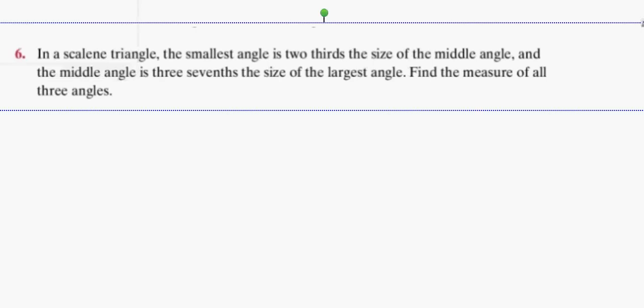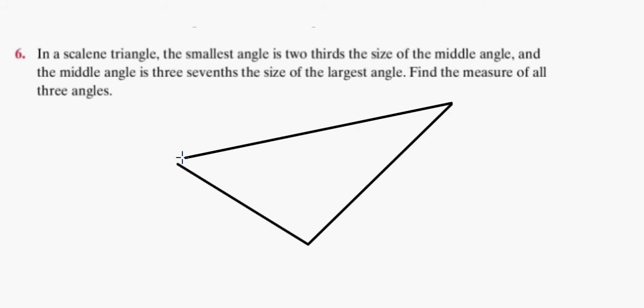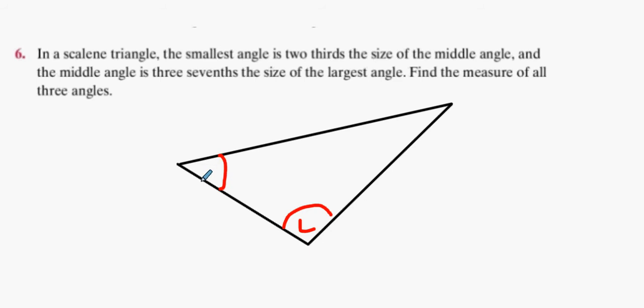Now, in a scalene triangle, the smallest angle is 2/3 the size of the middle angle, and the middle angle is 3/7 the size of the largest angle. Find the measure of all three angles. Alright, so I'm going to draw an obtuse triangle, like so, and I'm just going to rank them in order. Would everybody agree that's the largest? I say that's the medium angle, and that's the smallest angle. Is that okay with you guys?